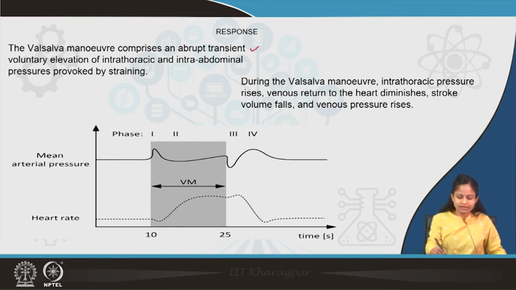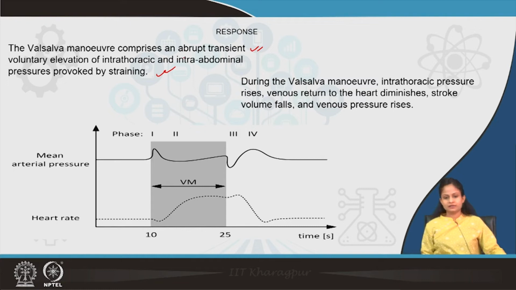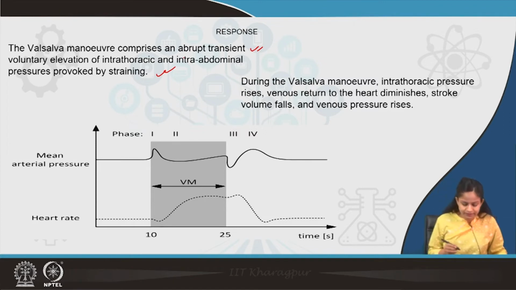Now, Valsalva manoeuvre comprises an abrupt rise in the intrathoracic pressure. There is a transient elevation of the intrathoracic pressure as well as the intra-abdominal pressure, which is provoked by the straining, because we are giving forced expiration through the open glottis. So, it is a sort of mechanical event which is going on. Because of that there are also other phases which are obtained as the response. So, we will see the 4 phases in the Valsalva manoeuvre.